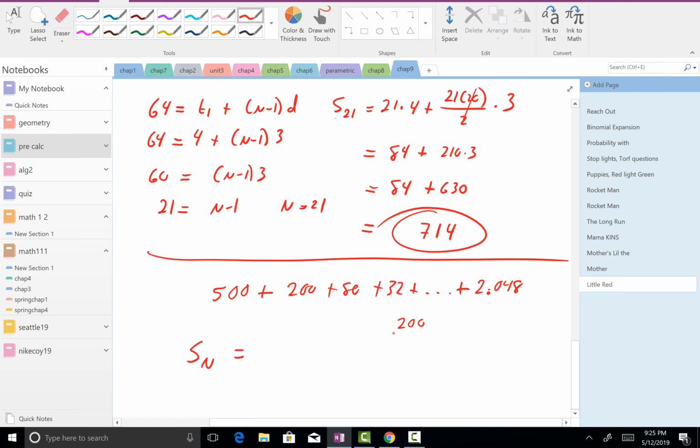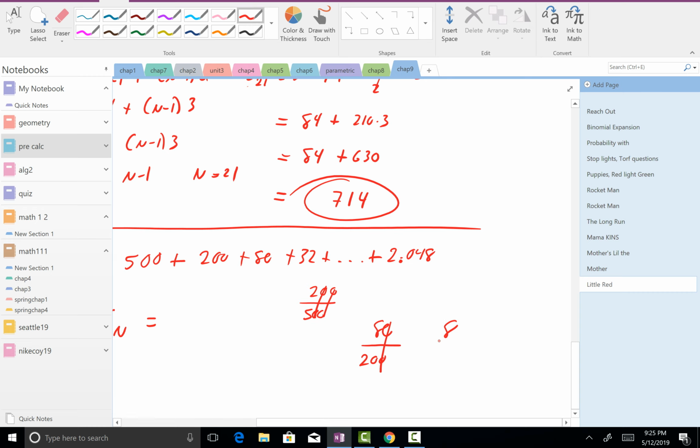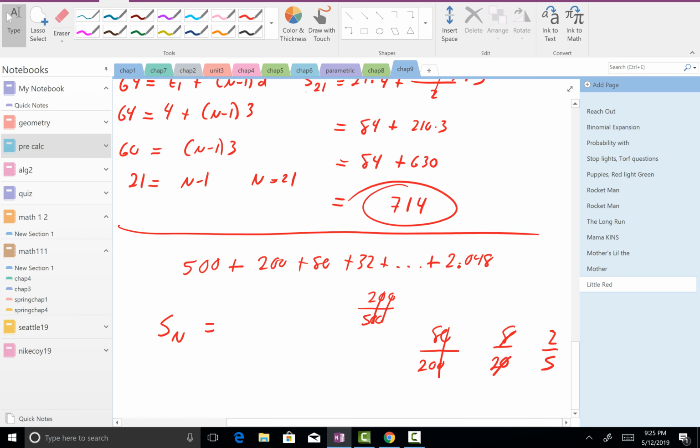Let's find out. So if we take and divide this, you can see that 2/5. Now let's divide this and see if it happens to be the same. So now we have 80 over 20, and that reduces down to 2/5. So we can see that it has a common ratio of 2/5.